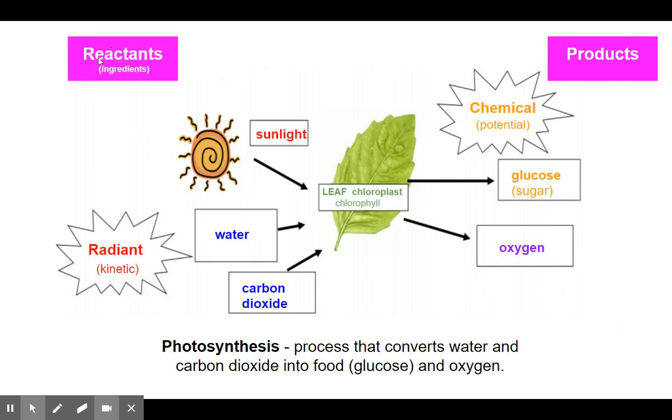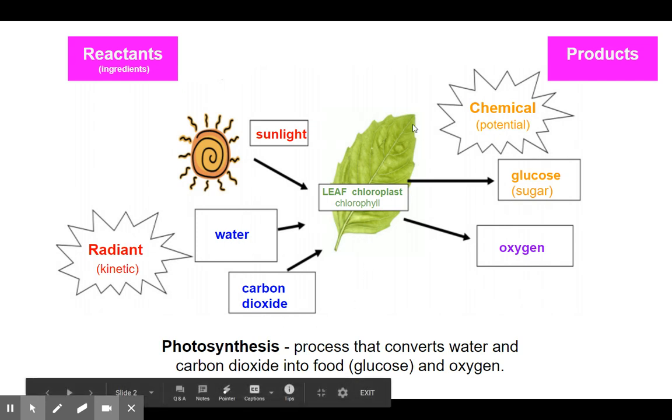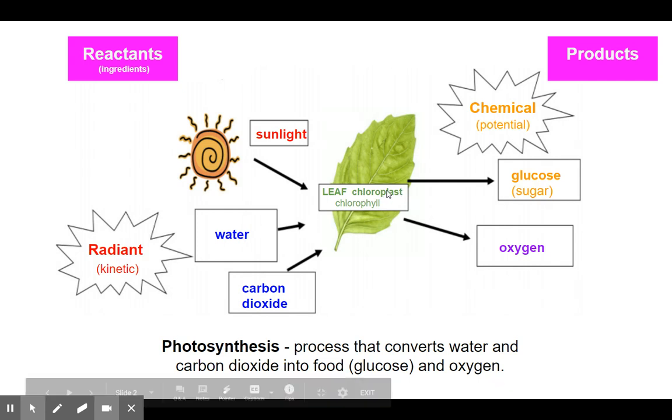So on the left side, we have reactants. We need the sun, which is radiant kinetic energy. The plant needs water and carbon dioxide in order to do the photosynthesis process. That process happens in the leaf, more specifically in the chloroplast. And the chloroplast couldn't do its job without Phil, good old Phil, chlorophyll, absorbing that sunlight.